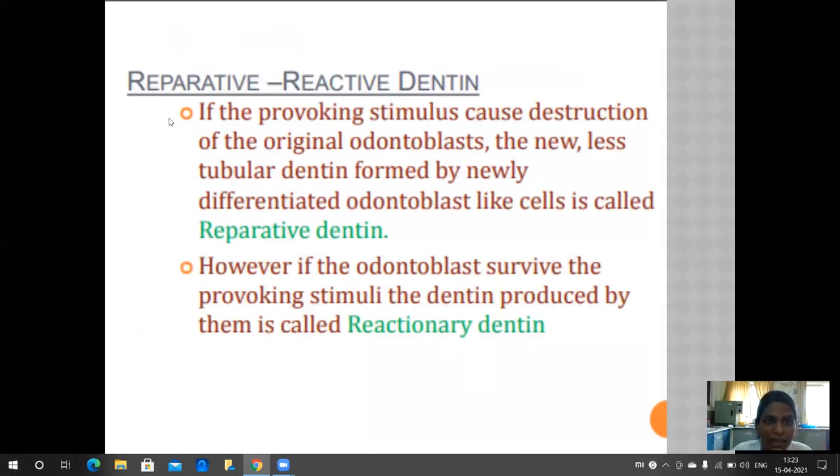Then we move on to the reparative or reactive dentin. If the provoking stimulus caused destruction of the original odontoblast, the new, less tubular dentin formed by newly differentiated odontoblast-like cells is called reparative dentin. However, if the odontoblasts survive the provoking stimuli, the dentin produced by them is called reactionary dentin. That is, the previous one is the reparative dentin.